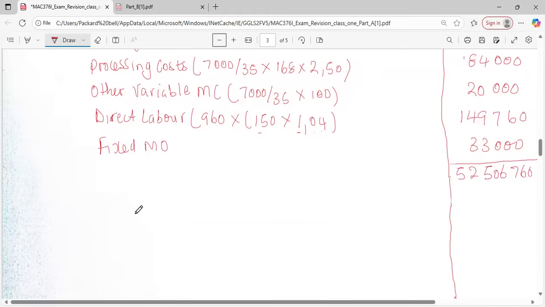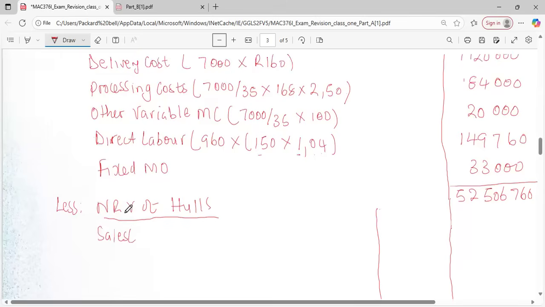Yes, we are going to less the net realizable value of the hulls, right? So let's just have a small portion. So here we want the net realizable value. So our sales, we need the sales for the hulls. Let's just go to our question. What's happening there on this one?